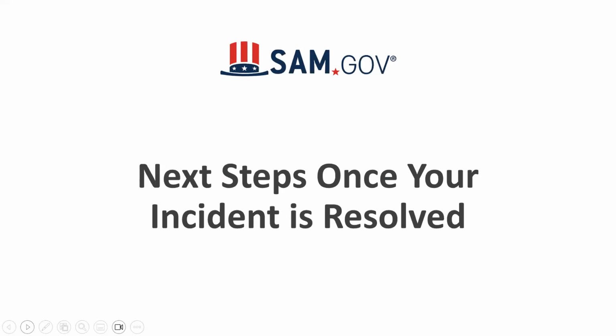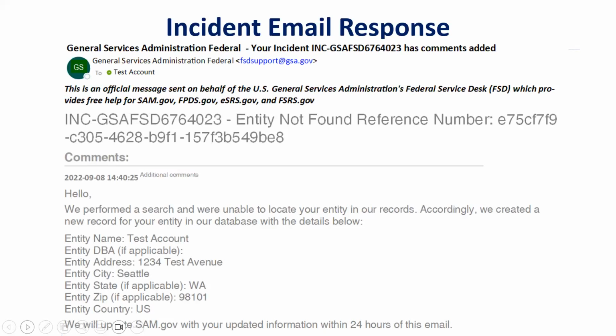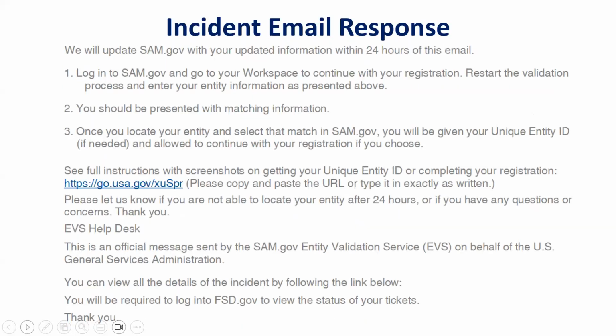Now we're going to review what you need to do when you receive an email that your UEI has been updated or resolved. Here is a sample email. In this case, it is listed that they did not find a listing in the database, so a new listing was created and the site should be updated in 24 hours. Read the email carefully to determine what next steps are necessary. In this case, the email requested that you log into SAM.gov and restart the validation process with a new request.